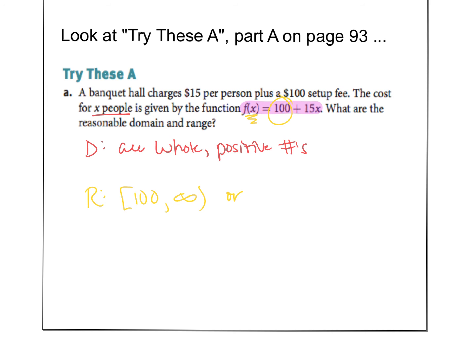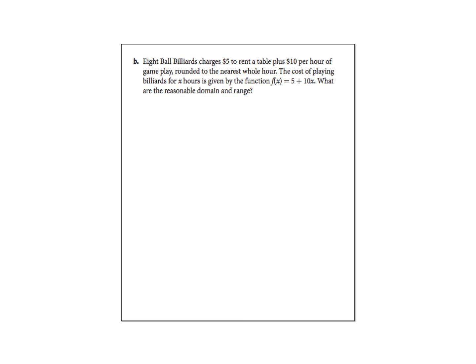Or maybe I wanted to put it with some inequality symbols. I could say 100 is less than or equal to my range of y, which is less than positive infinity, because we don't know how many people. Maybe it's going to be going on forever and ever and ever. Again, our whole positive numbers will affect the type of numbers we get in the range. Great. Let's head to our next problem, part B.